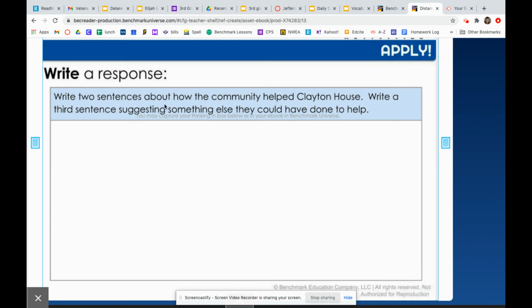At the very end, don't forget to make your inferences about any connections you have made with the text, or how you know, or you can let the reader know that you understand the text. But then also come up with a suggestion of something else they could have done to help.